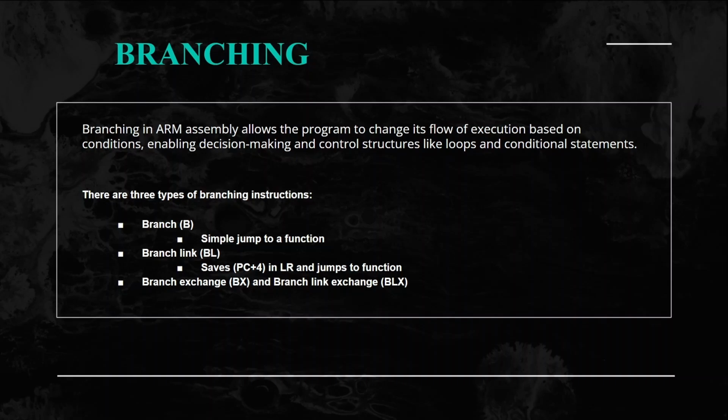As you can see, there are 3 types of branching instructions. Branch, which is a simple jump to a function, and then we have branch link, and the branch exchange with branch link exchange.